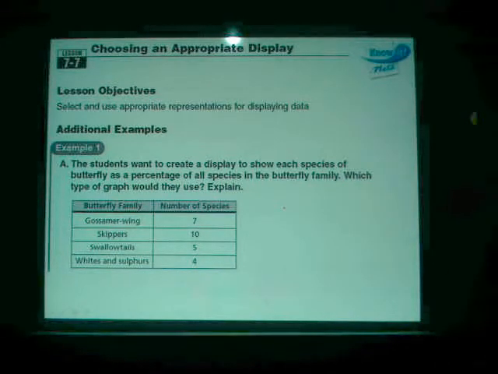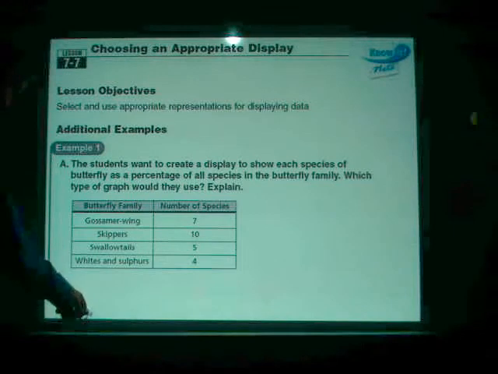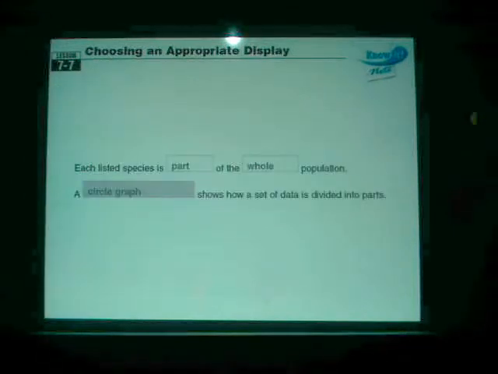One of the key phrases is in the middle part of that second sentence, when they're talking about it being a percentage of all the species in the butterfly family. You see percentage there, so that could be a good indicator. Well, let's take a look here. Each listed species is a part of the whole population, so a circle graph will show how a set of data is divided into parts. Parts of a whole, or things that add up to 100%, or even percentages in general, should be a tip-off to you that the graph that's ideal in that situation would be a circle graph.